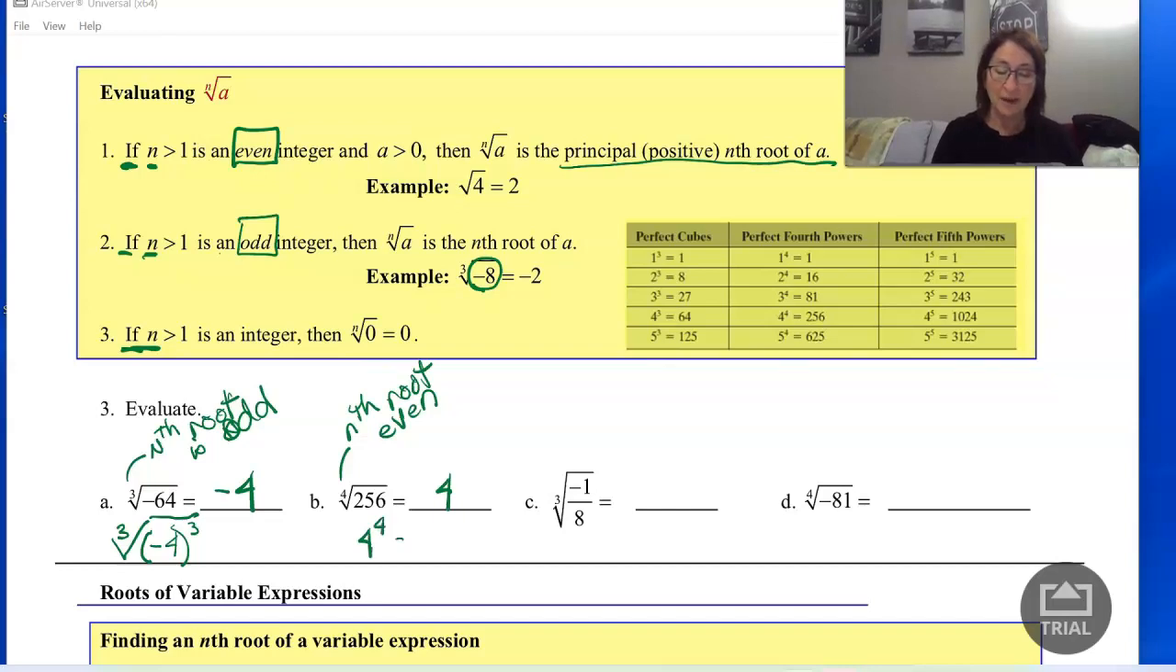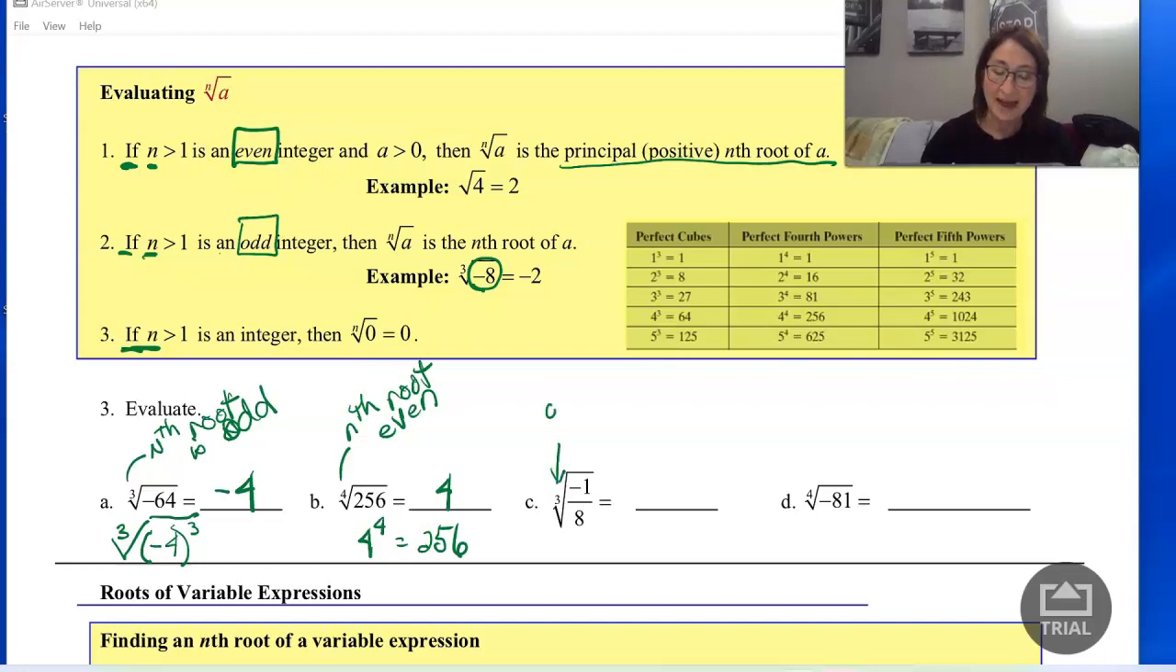4 raised to the fourth power is 256. If you are unsure about that, just put it in your calculator, like I showed you on an earlier video. All right, let's go to C.